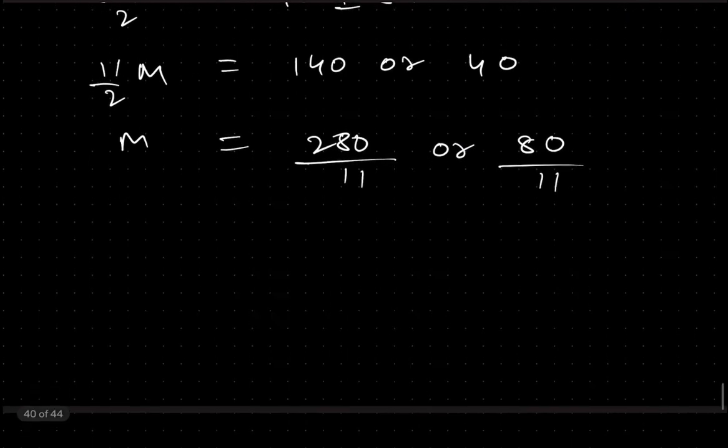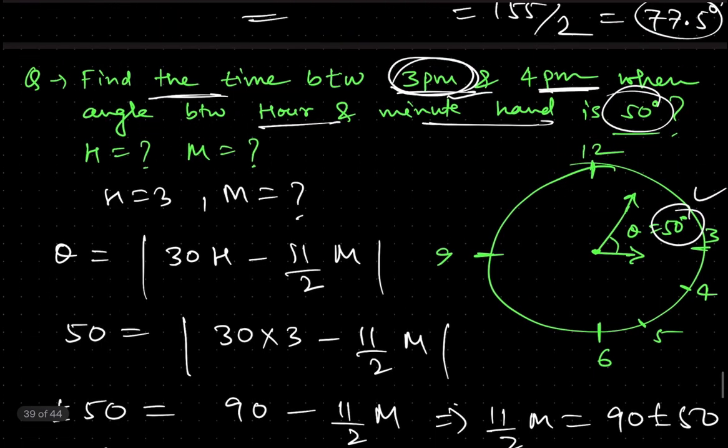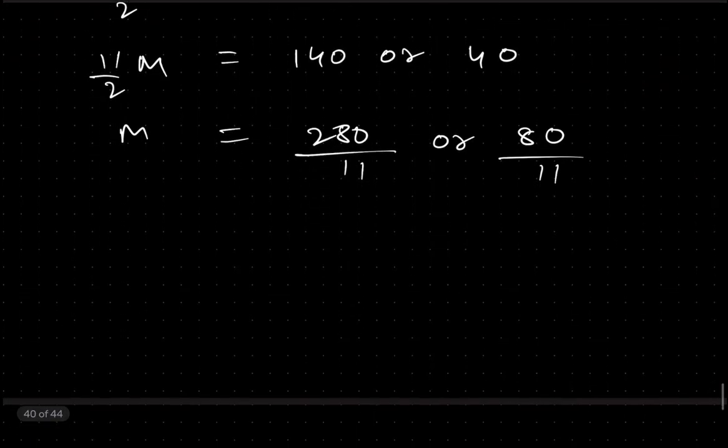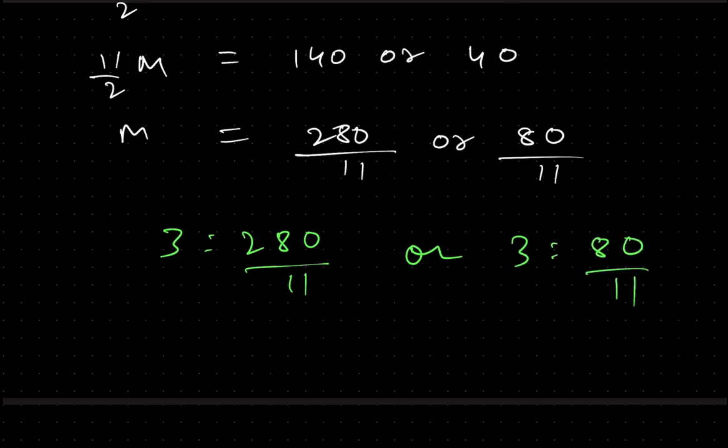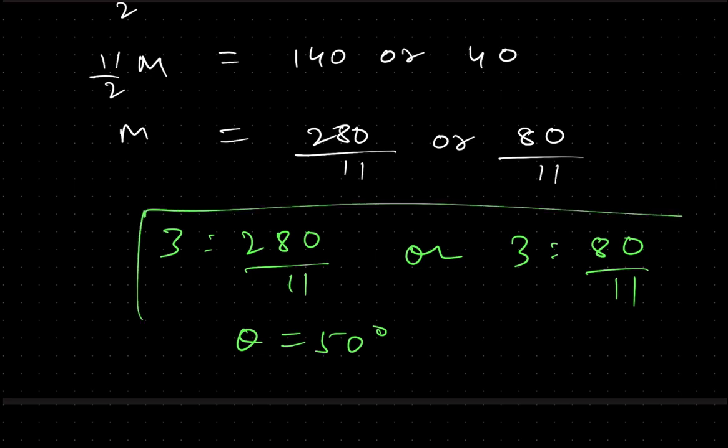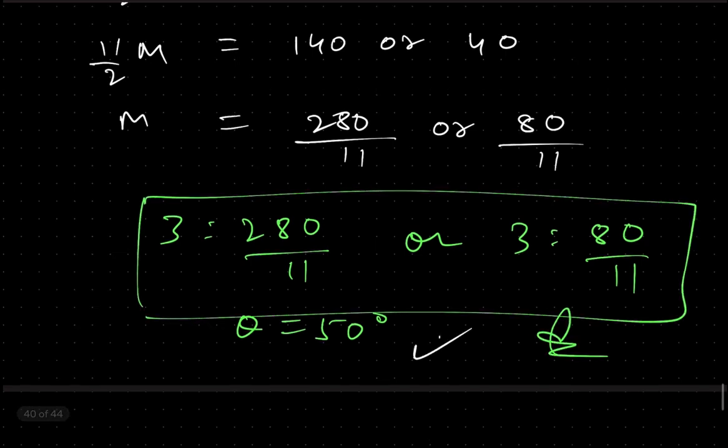So we will get 2 times at which this angle will come. h is 3, so our final answer will be 3 hours and 280 by 11 minutes, or 3 hours and 80 by 11 minutes. At these 2 times the angle theta will be 50 degrees. So this is our answer. I hope you have understood. Thank you.